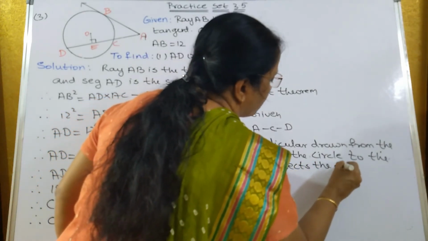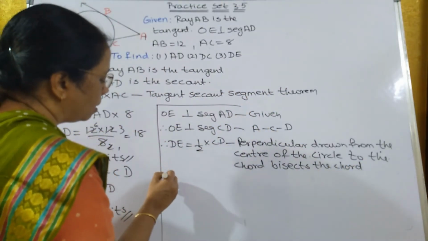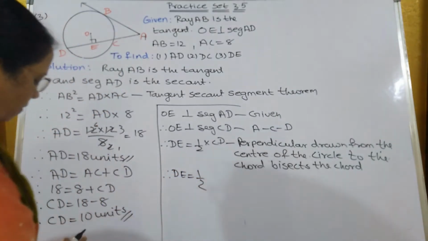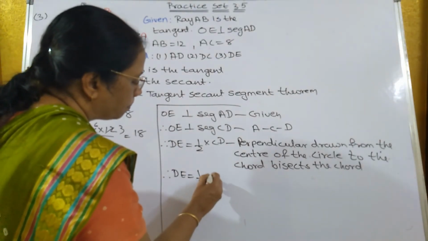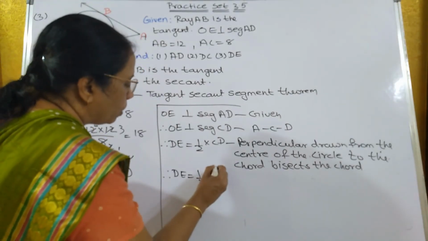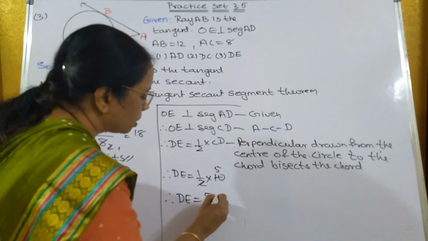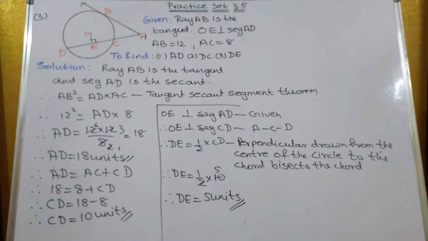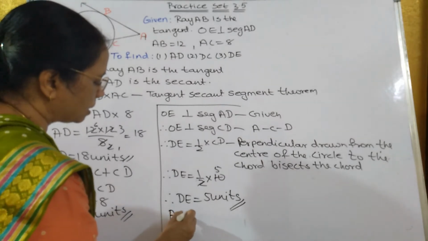What is the meaning of bisects? Divide into two equal parts. That is why we are going to divide it. Therefore, DE is equal to half into CD. CD we have got how much? 10. So, half into 10. Therefore, DE is equal to 5 units. So we have got all the three values. AD is equal to 18 units, CD is equal to 10 units and DE is equal to 5 units, and then write down the answer.